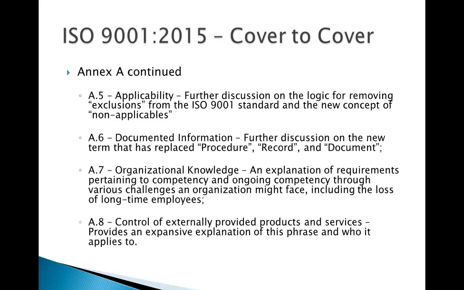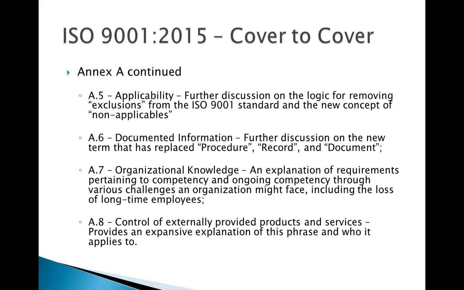Annex A5 is called applicability. There's some discussion here on why they removed the term permissible exclusions from the standard. A little bit of discussion on the new concept of non-applicables. Annex A6 is called documented information. There's some discussion here on documented information, and as we looked at earlier, maintained and retained. Those are given some discussion here.